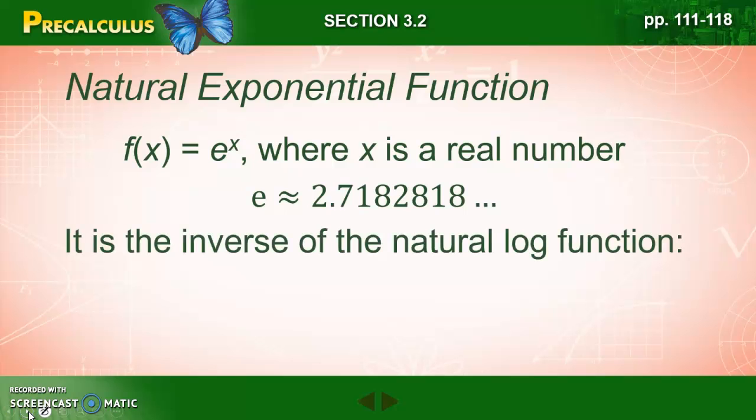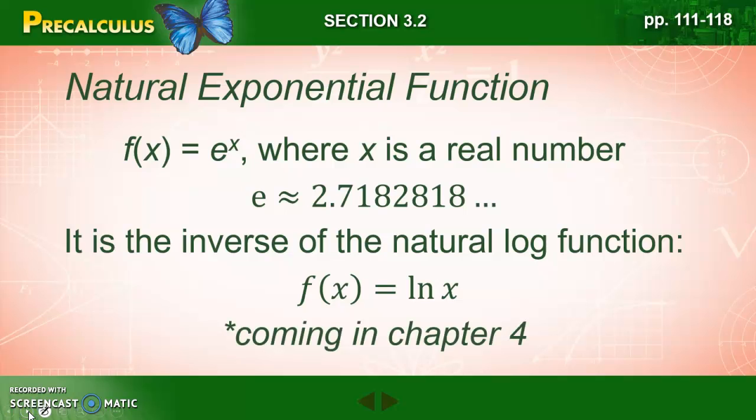The natural exponential function is the inverse of the natural log function, which is f of x equals ln of x, or natural log of x. Now, if you've not been introduced to natural logs before, this is coming up in chapter 4, and we'll go into it in more detail. Really what we're practicing with in this particular section is using that function on our calculator. We'll go into more detail about what natural logs are when we get to chapter 4.